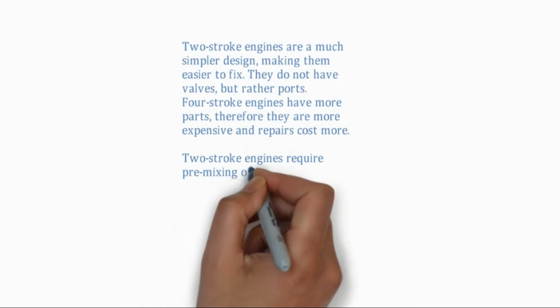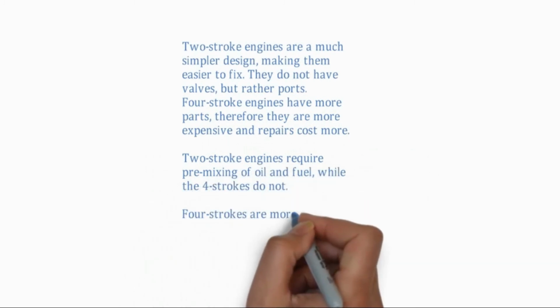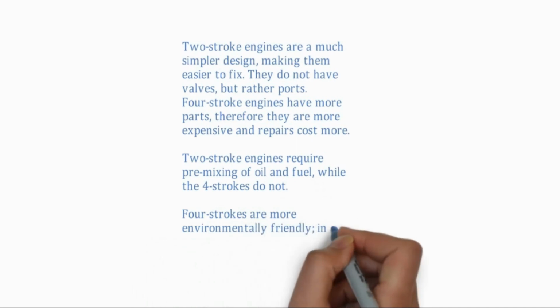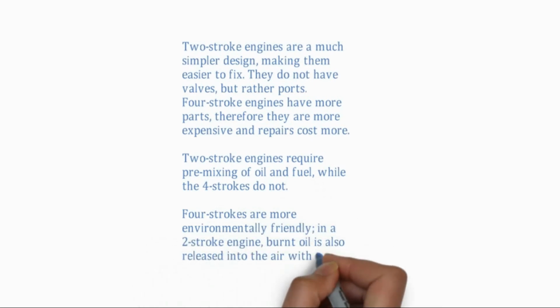Two-stroke engines require premixing of oil and fuel, while the four strokes do not. Four strokes are more environmentally friendly, as in a two-stroke engine, burnt oil is also released into the air with the exhaust.